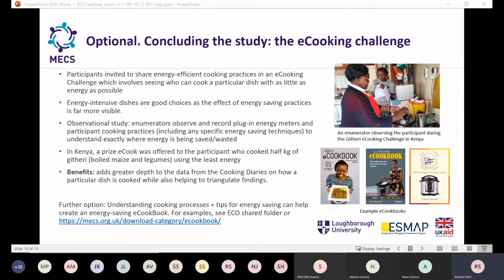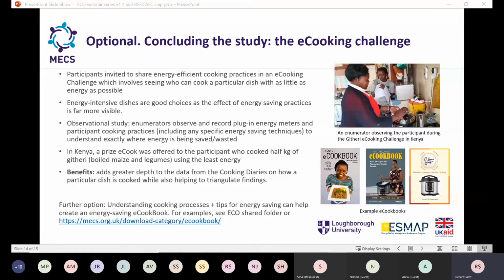While the cooks are competing, enumerators can observe and take electricity measurements and carefully record what energy-efficient cooking practices the cooks are using to keep energy consumption down. Prizes can be offered to the cook who uses the least energy to make the dish.